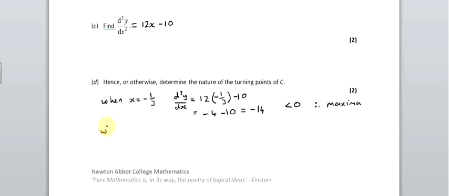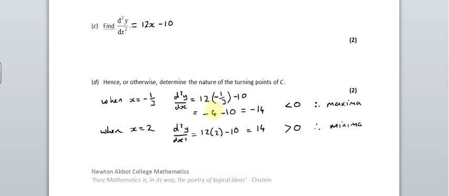And the other case, when x equals 2, d2y by dx squared is equal to 12 times 2 minus 10, which is 14, and that's greater than 0, which means the gradient is increasing, which means that it's a minima. And they give us 2 marks for the pleasure.